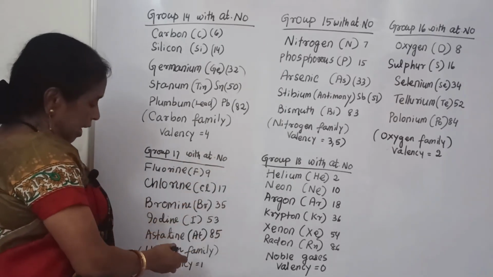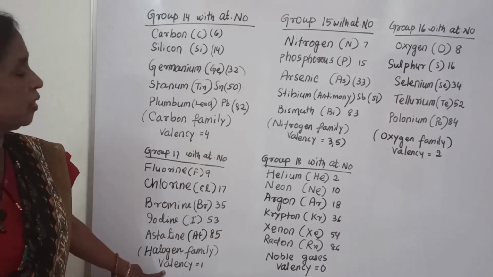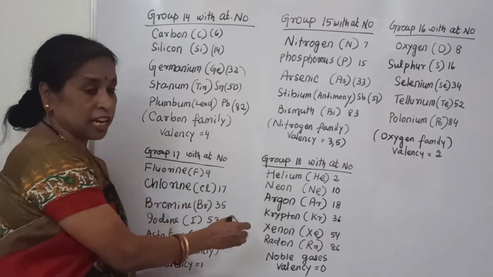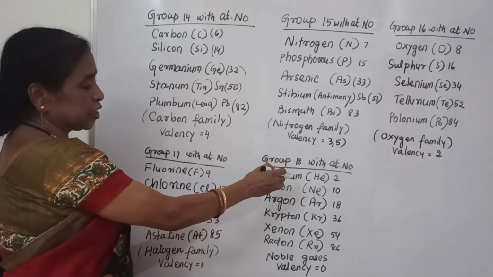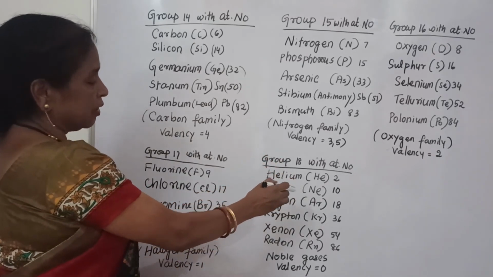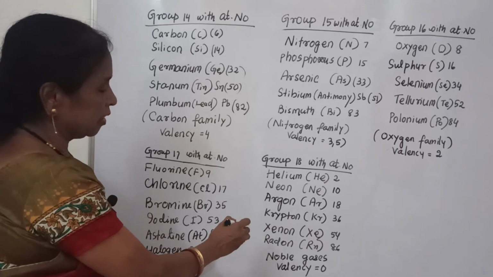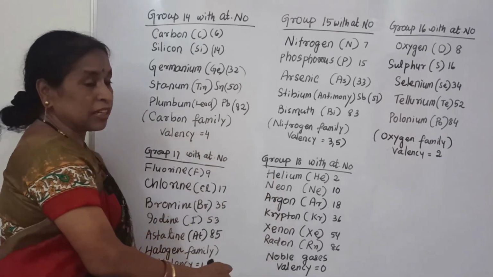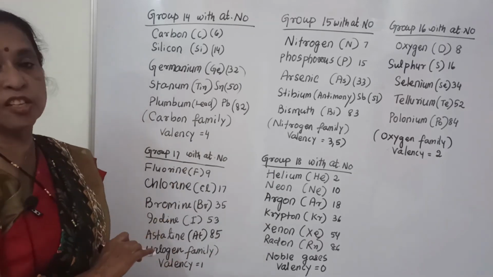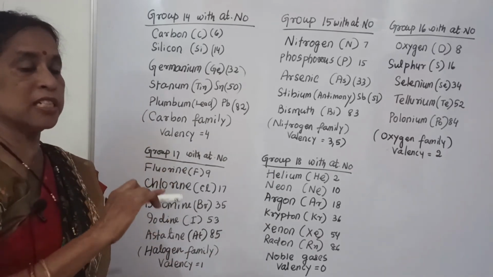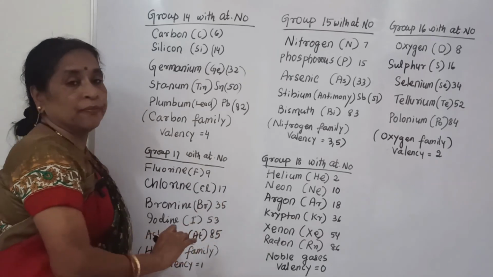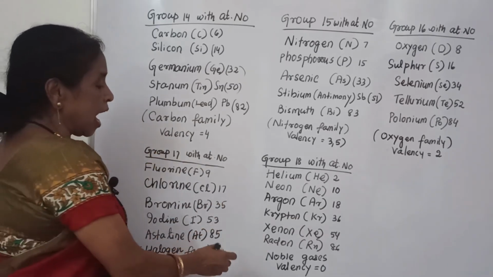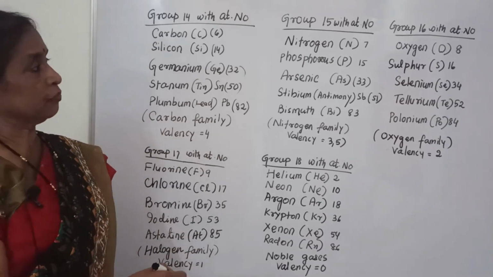Here valence is 1, and group 18 with atomic number: helium, neon, argon, krypton, xenon, radon. Helium He, neon Ne, argon Ar, krypton Kr, xenon Xe, radon Rn, and they are called noble gas because their outer shell is completely filled. If outer shell is completely filled, then they are known as noble gas. They are inert in nature, they are not so active, and here valency is 0.